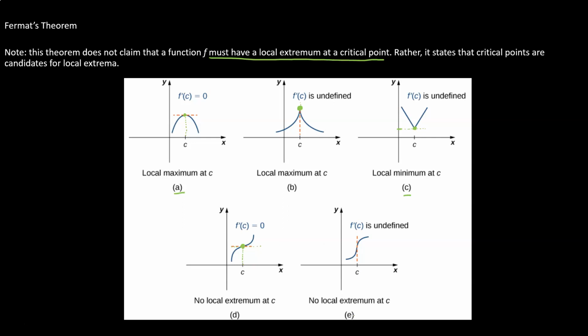And then looking at graph E, we have another situation where we find a critical point at x equals c. We do see that our derivative is undefined at this point. However, it's not corresponding to a max or a min. So when we think about Fermat's theorem in this case, we need to remember that the critical points that come from a derivative equal to 0 or a derivative that's undefined, those are just potential candidates for extremum. They are not guaranteed to find extremum, but it helps us narrow down where we're going to look.